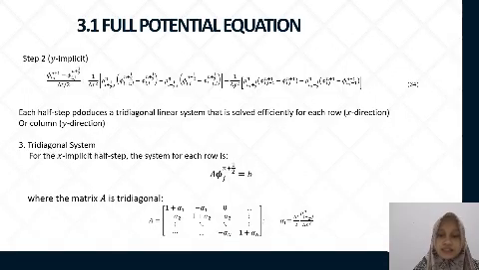The third step is the tridiagonal system. For the x implicit half step, the system for each row is A times phi at n plus a half equals B, where the matrix A is tridiagonal. We can see the matrix A in the slide.